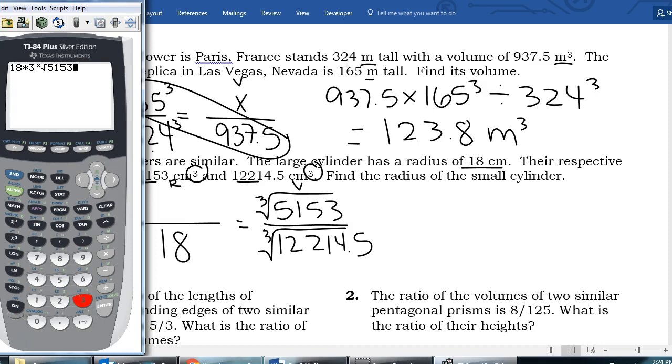So I'm going to do 18 times the cube root of 5,153. And then normally on a square root, we'd have to close the parentheses, but my cube root doesn't have that. And then we're going to divide by the cube root of 12214.5. I think on the smaller calculators that I have in my classroom, the cube root is kind of right above or right below the square root. You'd have to hit second first, and then you'd push that X root button. But this tells me that the radius of the small cylinder is 13.5 centimeters.